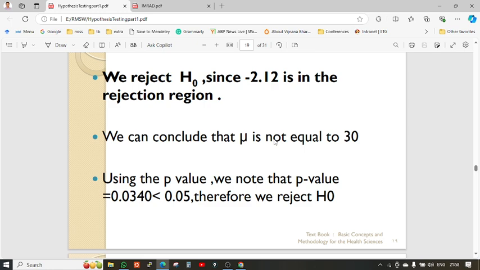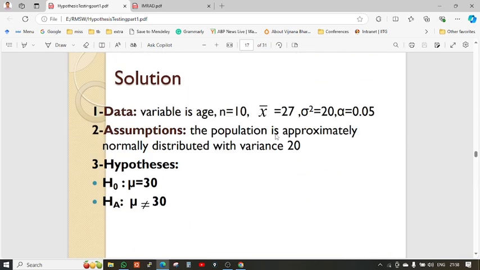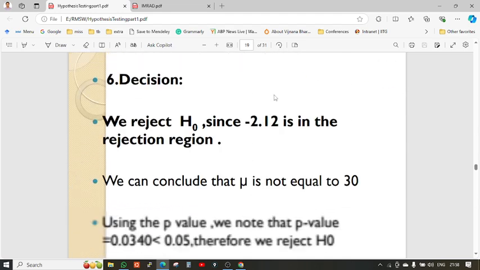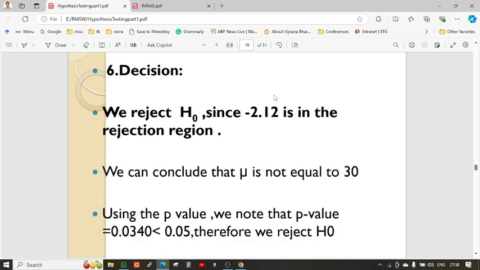obviously using the p value we can calculate that we have to reject the null hypothesis, which means the value is not equal to 30. That means the mean is not equal to 30. So we have to reject this hypothesis. That means we by default accept the alternate hypothesis. This is our main rejection for this hypothesis testing.